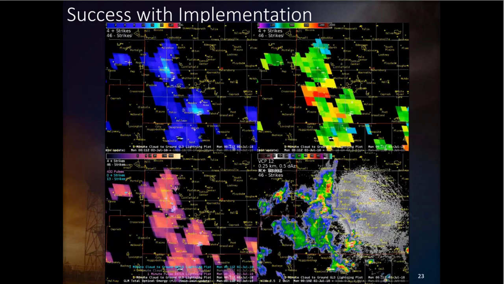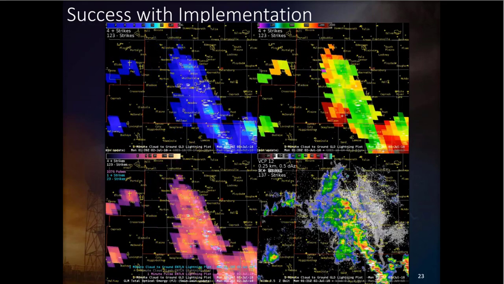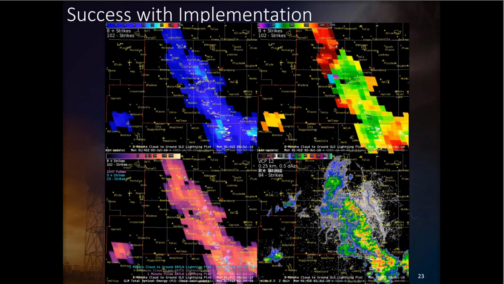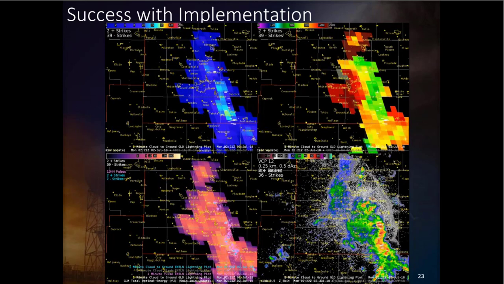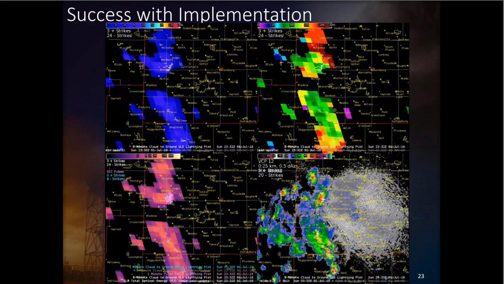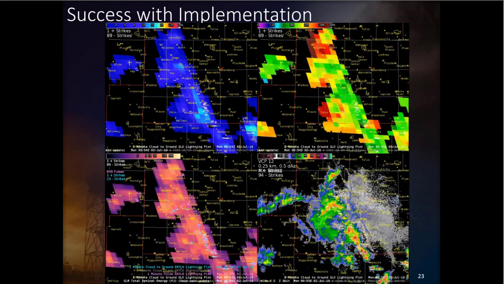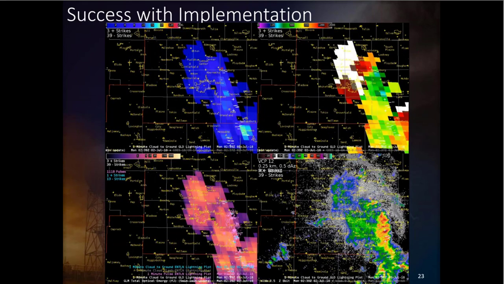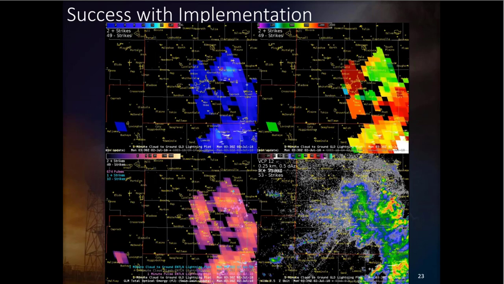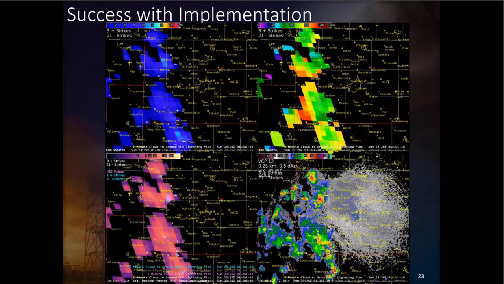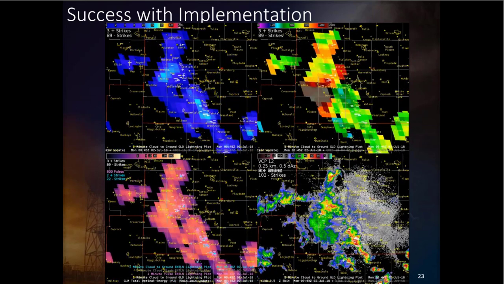Bottom left is total optical energy, and the bottom right is a composite reflectivity loop for the western two-thirds of our forecast area. We had isolated convection early on, and as the evening progressed, it threw an outflow boundary out, and we see the convection and the reflectivity reorient into more of a convective line with a trailing stratiform region.